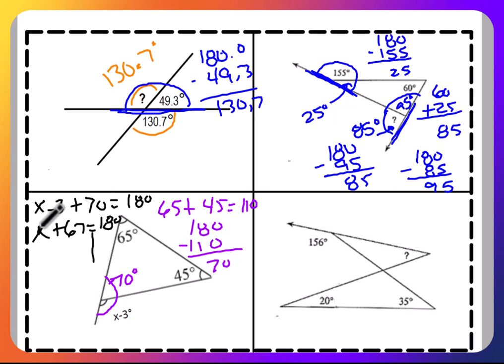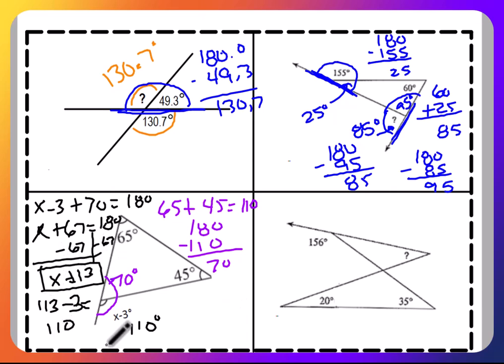Now we're ready to solve our equation. We have to get the x by itself, isolate it. The opposite or inverse operation is to subtract 67. Do that to both sides, and you get that x is equal to 113 degrees. So knowing that, I can plug it in. 113 minus 3 is going to equal 110 degrees. So we found the value of x, and we also were able to substitute it in and find the degree for this angle.